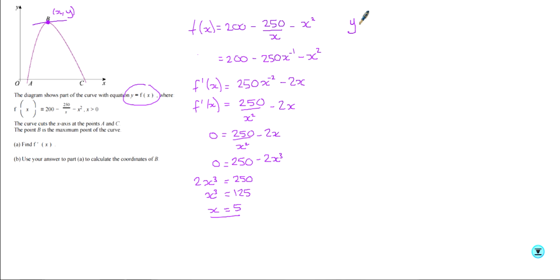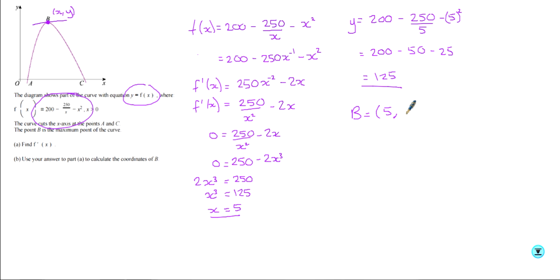So y is going to be equal to 200. So we're taking this original function now, minus 250 over 5, because that was our x value from there, minus 5 squared. I'll put that in brackets. So it's going to be 200 minus 50 minus 25, and we get 125. So it's worth just finishing by saying B is 5, 125. Okay, so that's probably the most straightforward question in the whole mixed exercise.